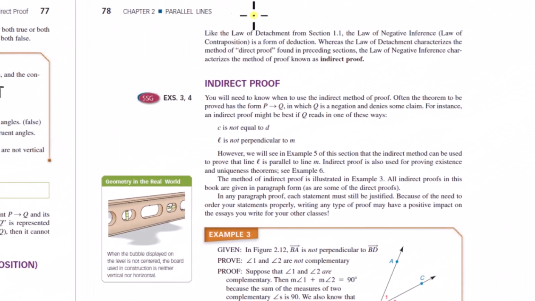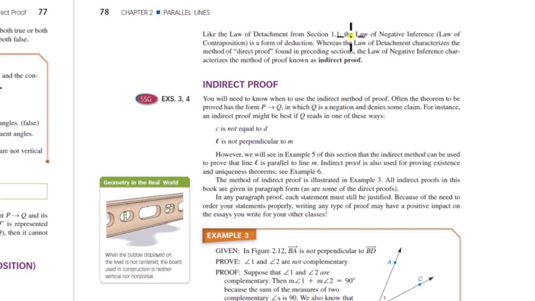So, like the law of detachment, the law of negative inference, or the law of contraposition, is a form of deduction. You had intuition, you had induction, you had deduction. Intuition was just your gut feeling about something. Induction was like you're doing experiments, and then deduction was actually writing the formal argument. Any form of proof is a form of deduction. You've done the experiments, you have the evidence to say, okay, I believe this is true, and I can prove it, and so now you're going to use deduction to prove it.